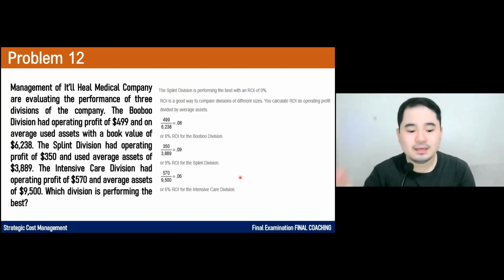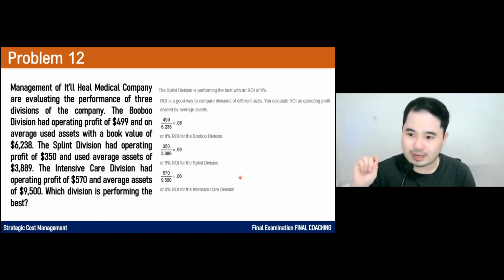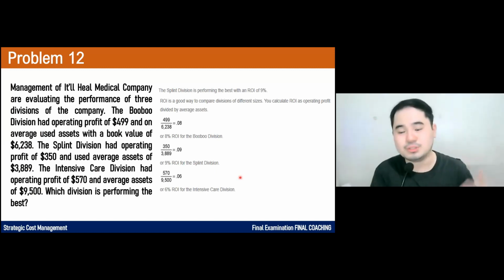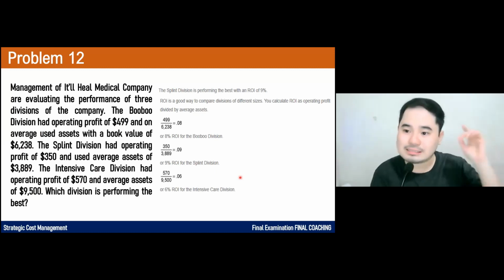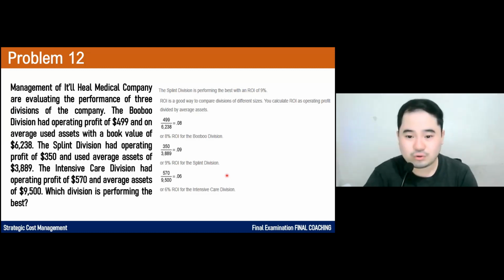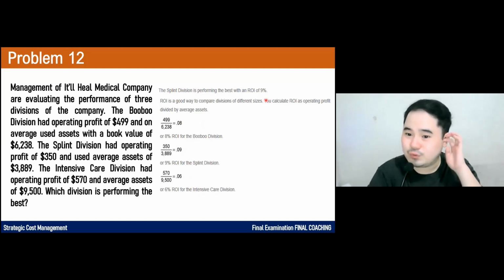So, syempre, the division performs at its best if it has a high ROI. Or in other terms, you can see what division has the highest ROI. What division is performing at its best when it has the highest ROI. Okay, so for Boo Boo, it's 8%. For Splint, it's 9%. Its intensive care is 6%. So basically, just get the higher. Splint division is the best division, which is 9%.